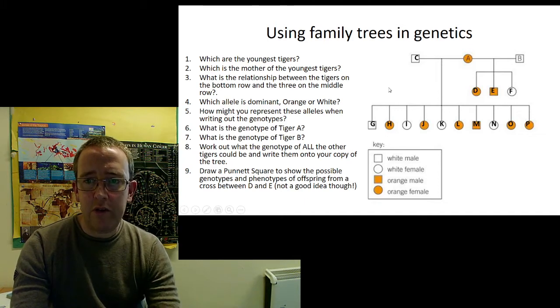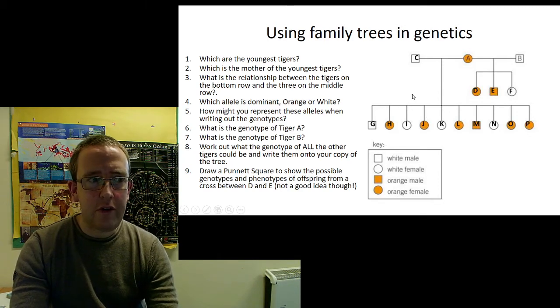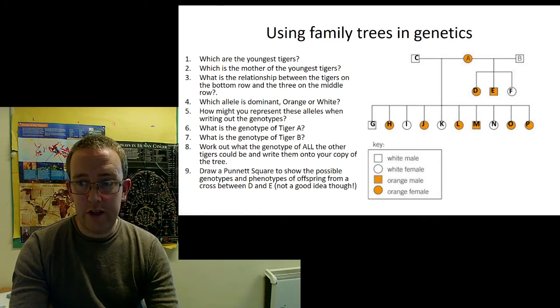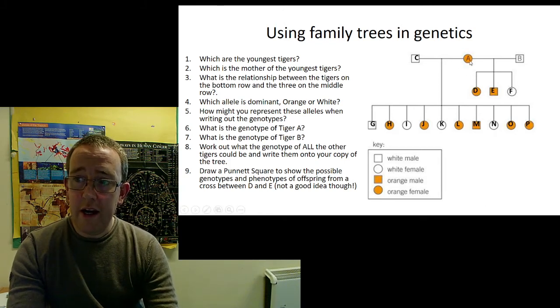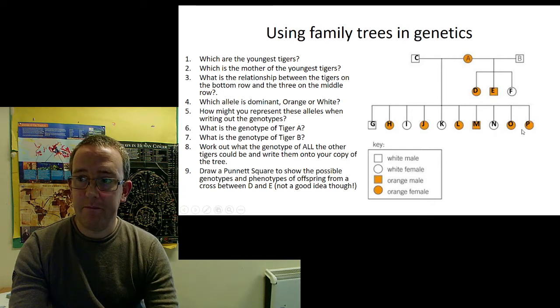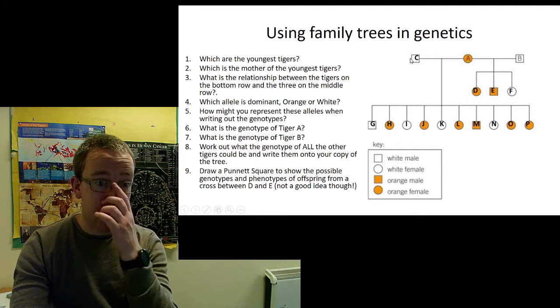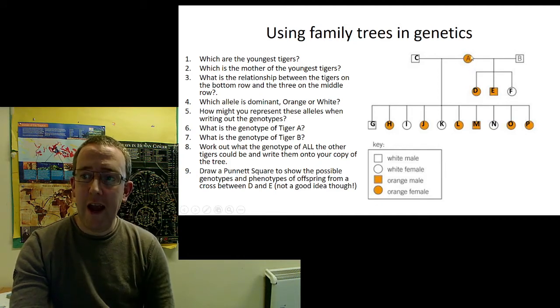Now you've got to use a little bit of intuition here. What allele is going to be dominant, orange or white? Well, you should have come to the conclusion that orange is dominant. Reason why, look, we've got an orange parent here, so an orange colour parent with white offspring. So this parent here presumably is homozygous recessive, and this one is heterozygous.